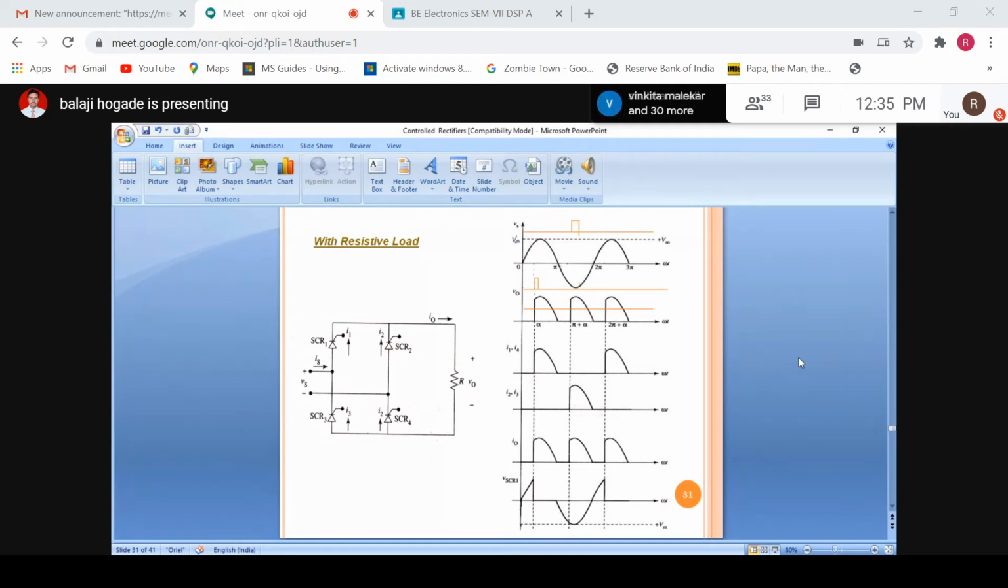The difference is only that at a time in center tap only one SCR is conducting, whereas in bridge configuration at a time there are two SCRs conducting. The output voltage waveform is very similar. Therefore, the output voltage equation must also be similar, that is, V0 is equal to Vm by pi into 1 plus cos alpha.